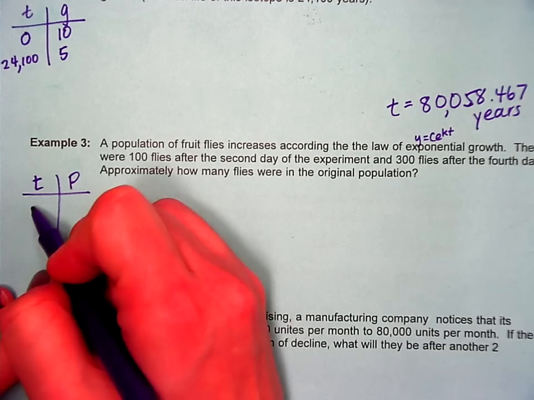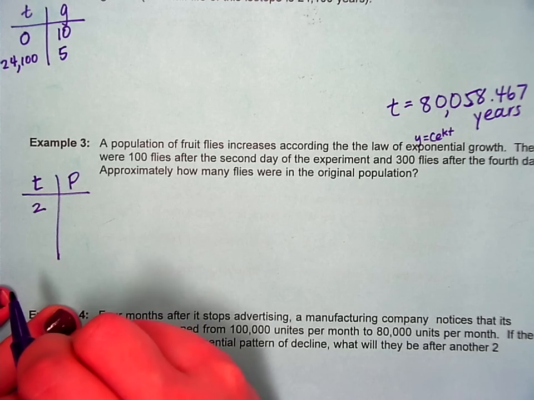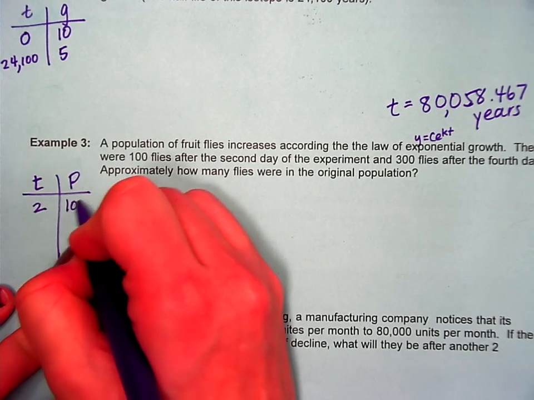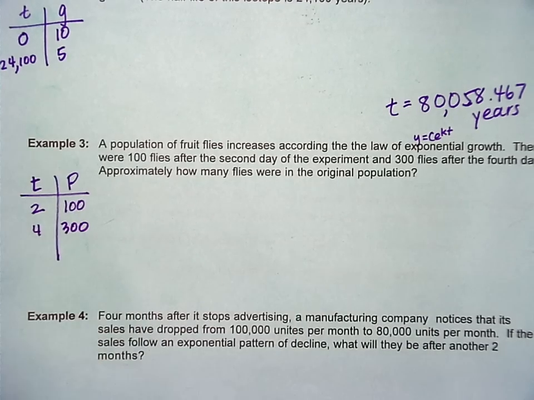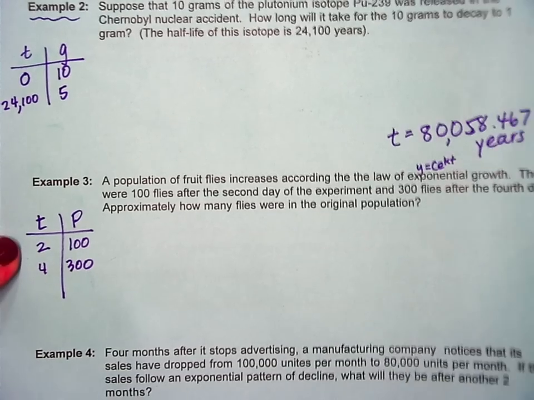So after 2 days, there were 100 flies. And then after 4 days, there were 300 flies. Yikes. And so you'll notice, different from the previous ones, my initial condition is not given to me.